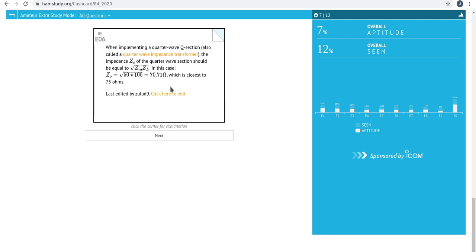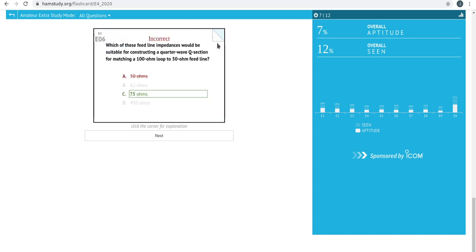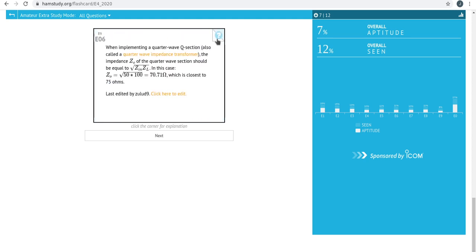When I understand the math, I can answer any question about it instead of just memorizing the answers. So you multiply them together and take the square root. Yep, but this is only for a quarter wave, right? Or just quarter wave in general? This is doing a quarter wave Q section, a quarter wave impedance transformer.